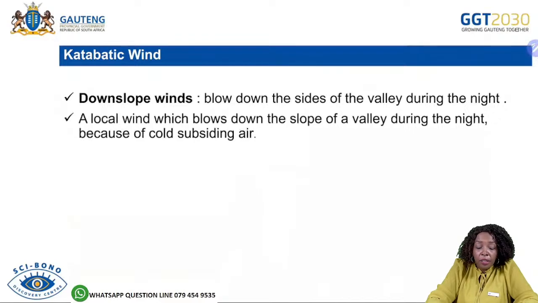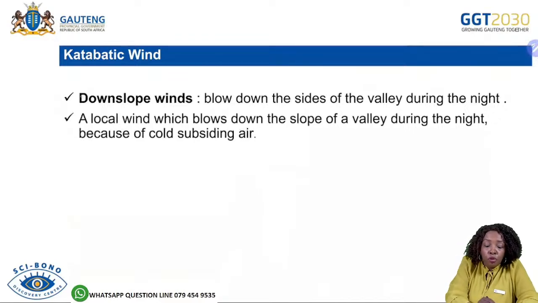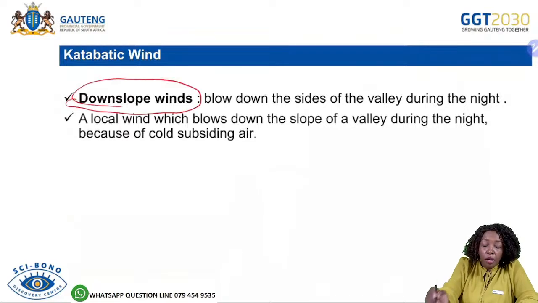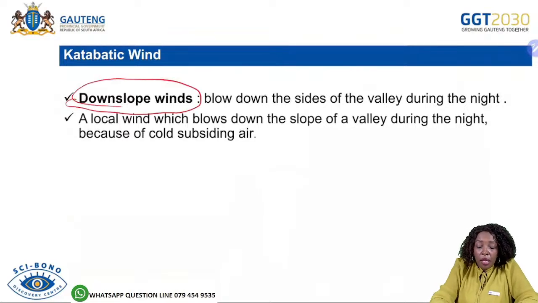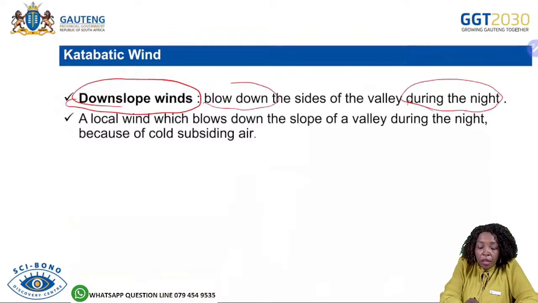Then we're looking at how the katabatic winds are formed. We refer to them as the downslope winds rather. They blow down the side of the valley during the night. This is a local wind which flows down the slope of a valley during the night because of what? Of the cold subsiding air.